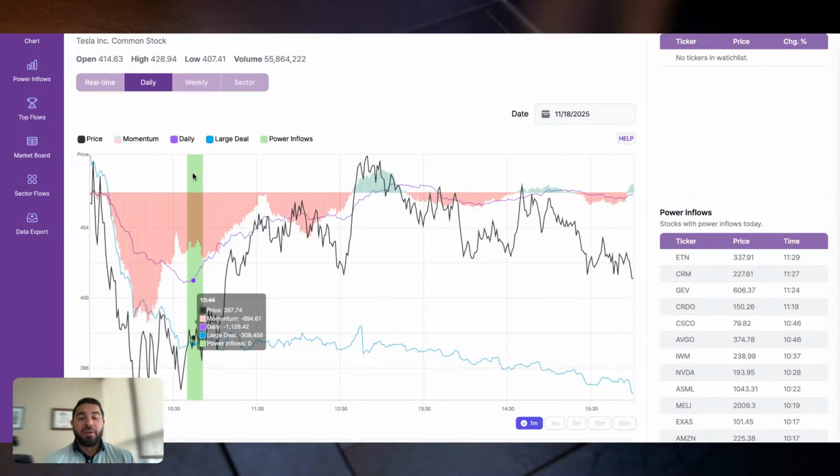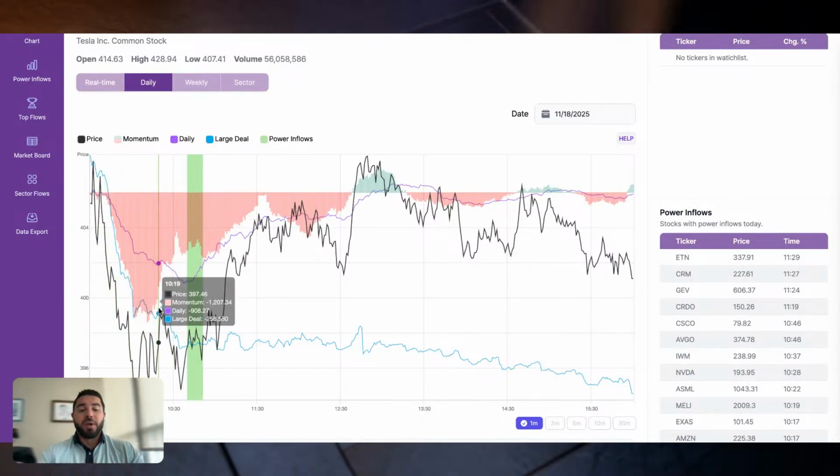You can see it came in around 10:45 a.m. Eastern time on Tuesday. And what do you notice? Prior and after that signal, you can see again that light blue line. You can see how steep in decline it was.